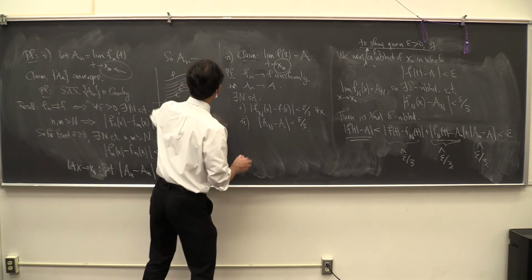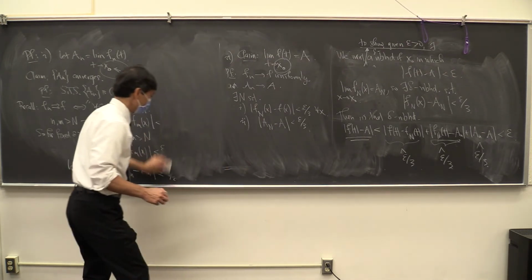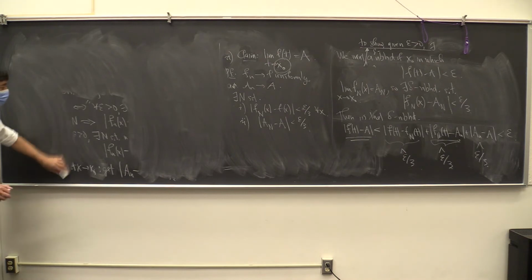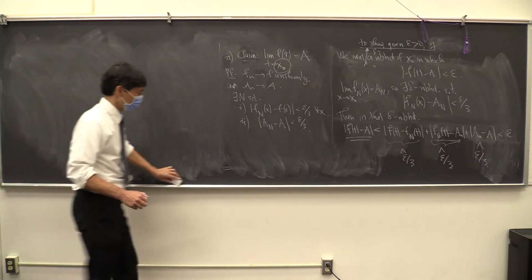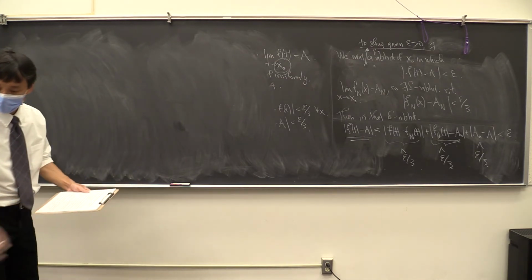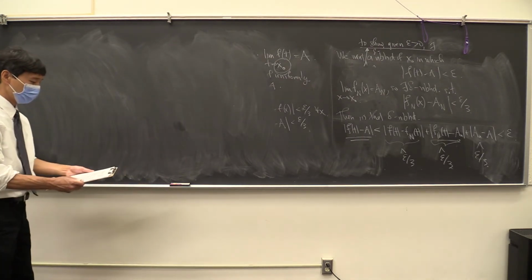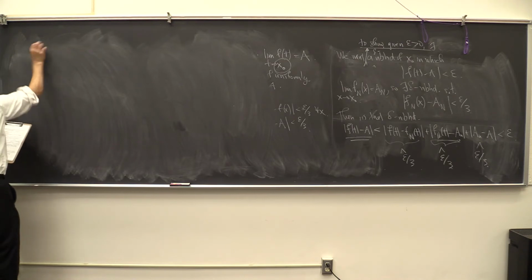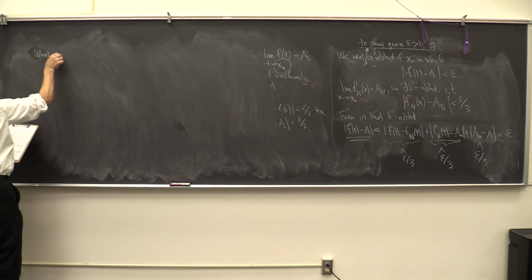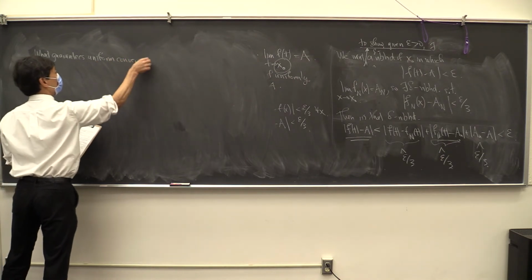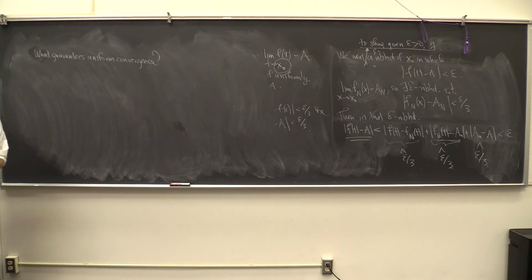So that's kind of our first good result about uniform convergence, right? It says that if you have continuous functions and they converge uniformly to something, then that thing is going to be continuous. So, one comment on what guarantees uniform convergence. If uniform convergence is a good thing, what ensures that we have uniform convergence?